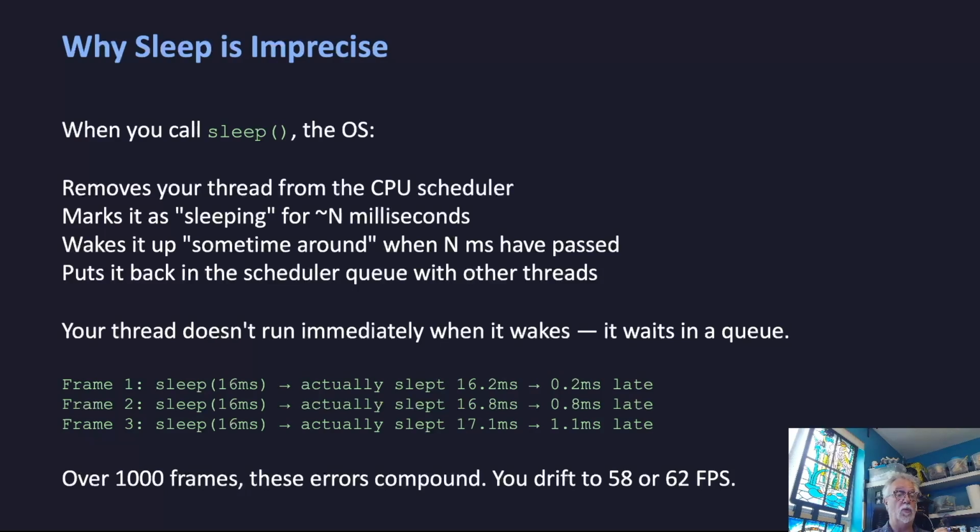And then when its turn comes around, it will wake up. And so you can be 0.2 milliseconds late, you can be 0.8 milliseconds late, you can be up to 1 millisecond late. So if you start to just rely on that sleep element, these errors will compound, and you're going to drift. You're not going to get 60 frames per second, and things will start to look odd.